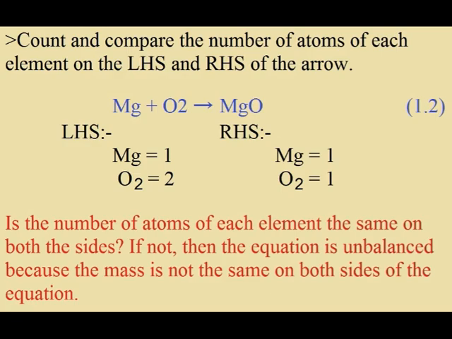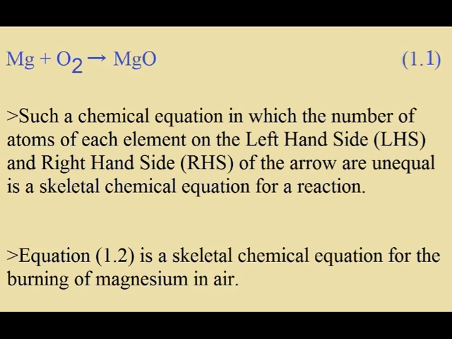Count and compare the number of atoms of each element on the LHS and RHS of the arrow. Is the number of atoms of each element the same on both sides? If not, then the equation is unbalanced because the mass is not the same on both sides of the equation. Such a chemical equation is a skeletal chemical equation for a reaction. Equation 1.1 is a skeletal chemical equation for the burning of magnesium in air.